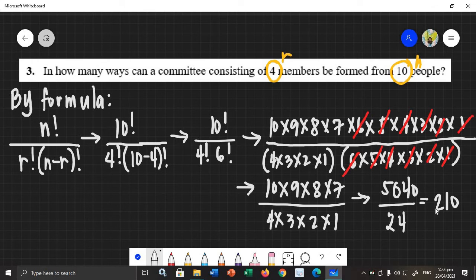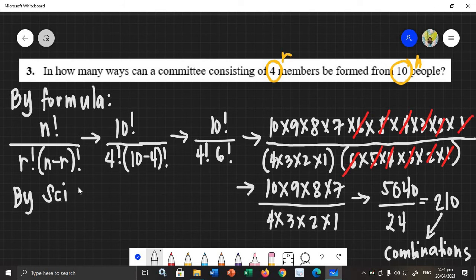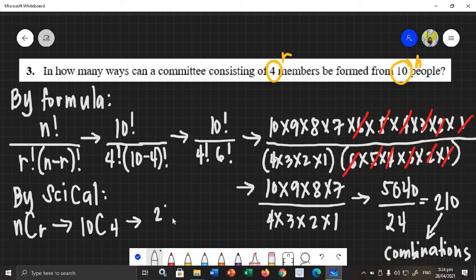combinations. And using scientific calculator, you can just type in your N, which is 10. So 10, and then click nyo yung NCR, then type nyo yung R nyo, which is 4. And then it will also give you 210 as your answer.